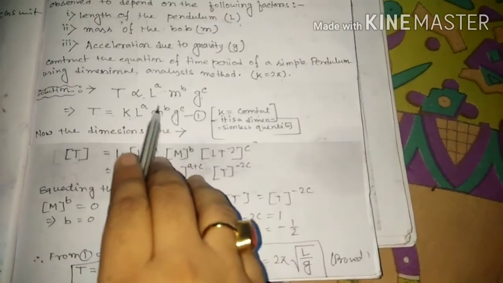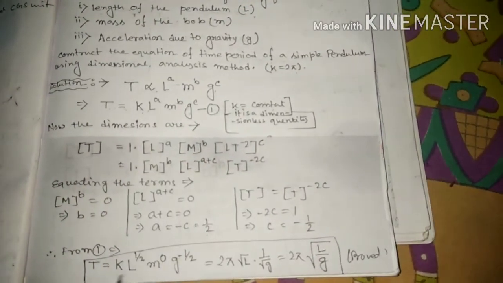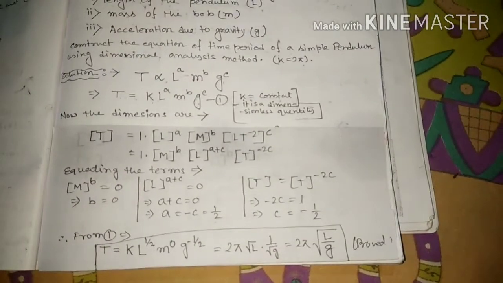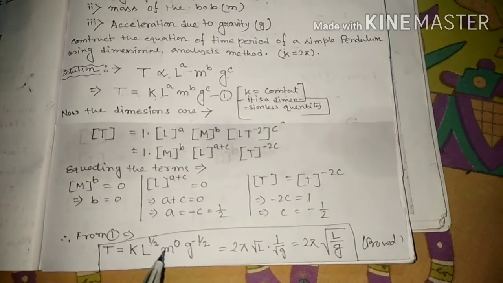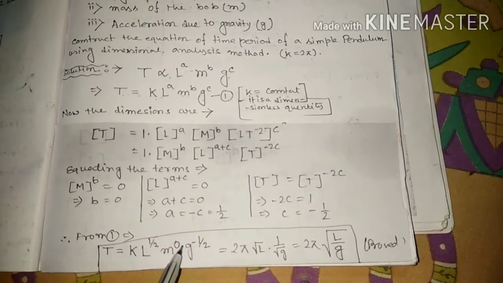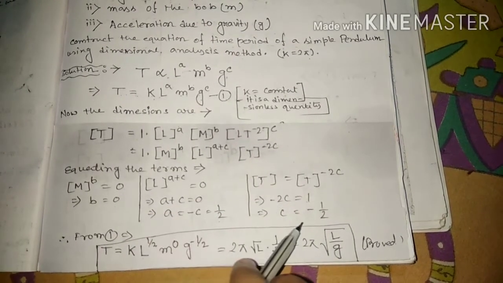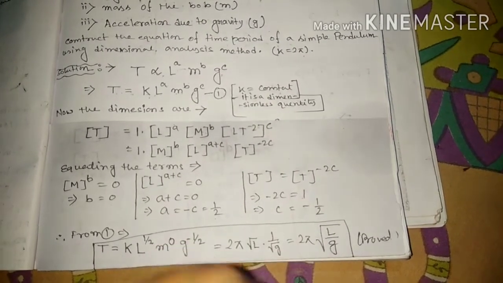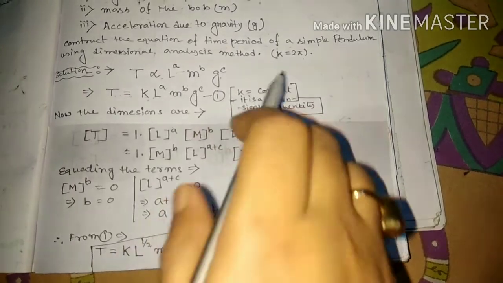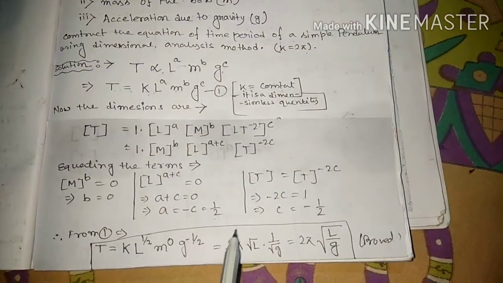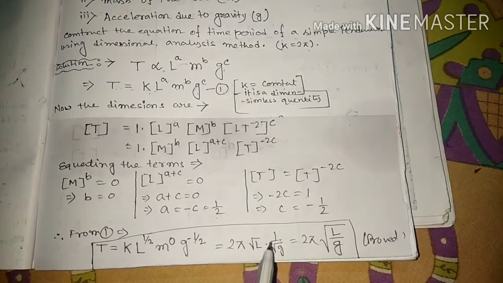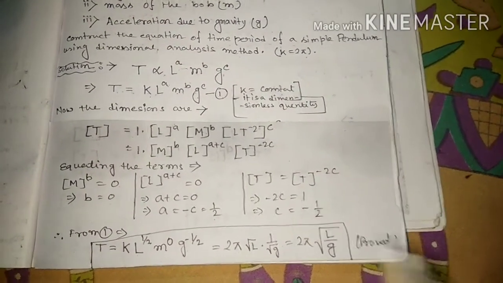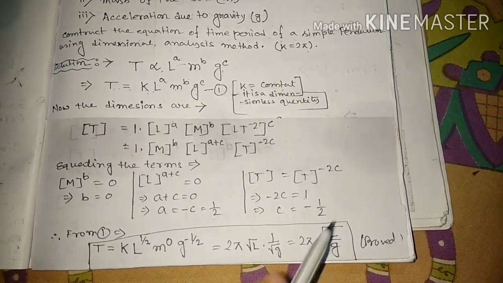So now we put these values in equation 1. T equals k, L to the power a, a value is half, so L to the power half, b value is 0, m to the power 0, and c value is minus half, so g to the power minus half. m to the power 0 means 1. So t equals, and the k value is given, k equals 2 pi. So we put 2 pi, L to the power half means root L, into 1 by root g. So 2 pi root over L by g. This is the ultimate formula: T equals 2 pi root over L by g.